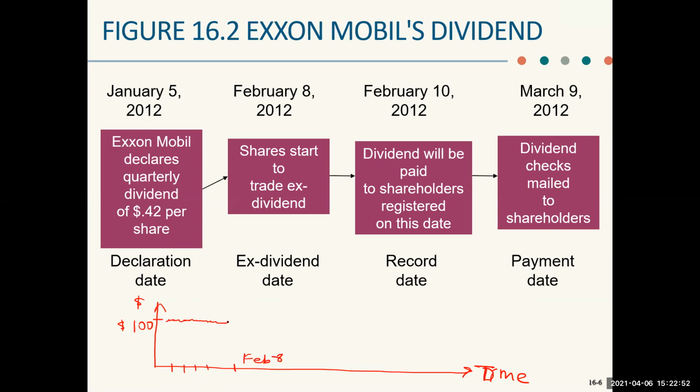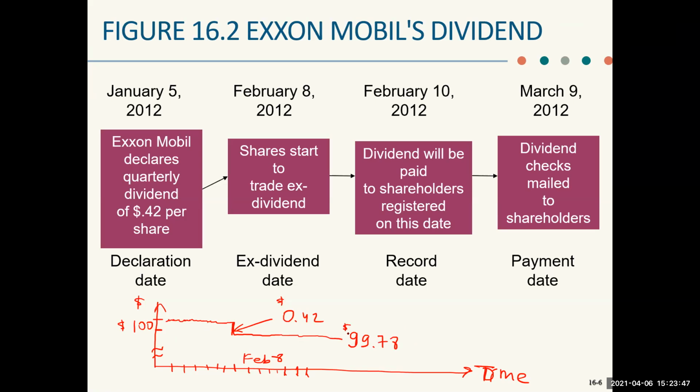Okay, February 8. What happened on February 8 is that the people who are buying the shares on February 8 and after that are not getting the dividend, so the stock price will reflect that. The stock price will drop by the amount of dividend, approximately. It will fall by the amount of dividend. This is not very to scale, but let's say the fall is 42 cents. So it's going to trade at $99.78 after that.